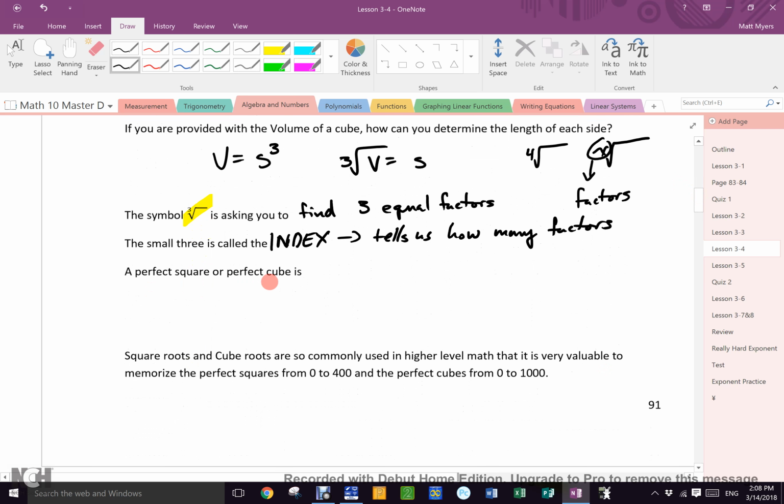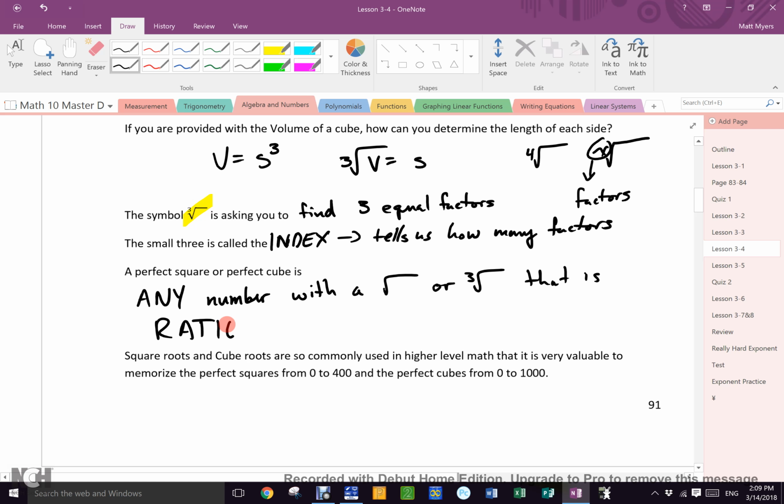Yeah. A perfect square or perfect cube is any number with a square root or a cube root that is rational. What do you mean by that, Mr. Myers? The first ones are easy. What's the square root of 4? 2. Is 2 a rational number? Yes. So is 4 a perfect square? Great. Square root of 4 equals 2. So it's a perfect square.